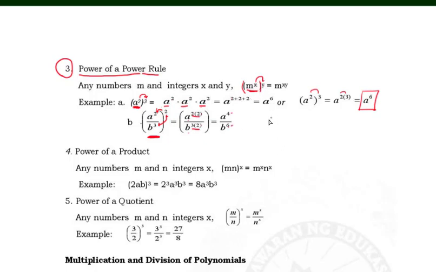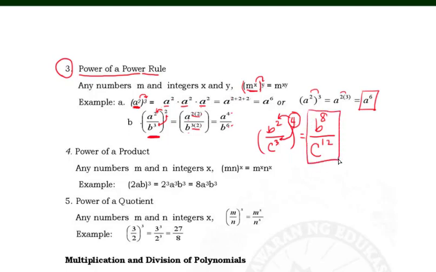Okay? Halimbawa, meron tayo ditong problem na, let's say, b square over c cube, and then meron tayo ditong raised to 4. So, ang gagawin po natin is to distribute or multiply this exponent doon sa exponent sa numerator at saka doon sa exponent sa denominator. So, this will become b, 4 times 2 is 8, and then c, 4 times 3 is 12. So, ito na po ang inyong final answer. Okay? Malinaw po ba? Okay.